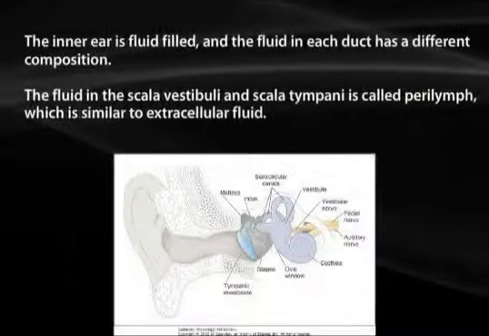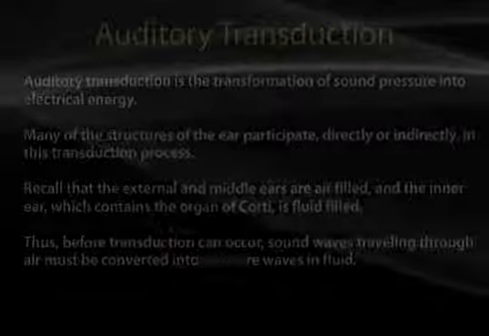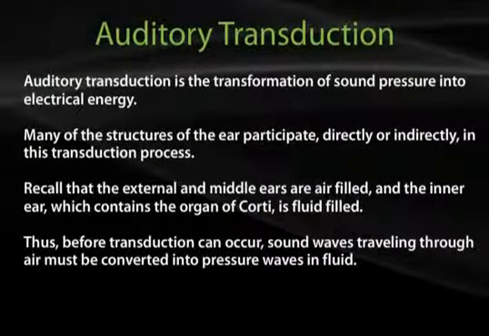The inner ear is fluid-filled, and the fluid in each duct has a different composition. The fluid in the scala vestibuli and scala tympani is called perilymph, which is similar to extracellular fluid. The fluid in the scala media is called endolymph, which has a high potassium concentration and a low sodium concentration. Thus, endolymph is unusual in that its composition is similar to that of intracellular fluid, even though technically it's extracellular fluid.